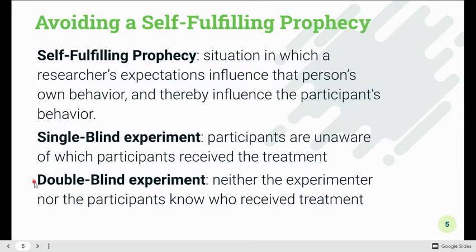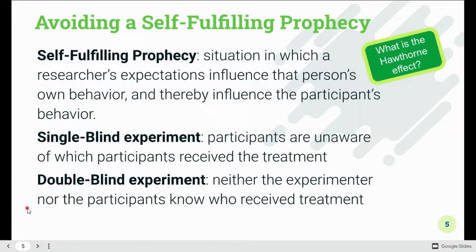In the case of a double-blind experiment, the experimenters and the participants don't know who is getting the treatment and who's not. Okay, so they don't know if they're in the control or the experimental group. And in that case, the theory is that it's going to reduce that kind of influence that the researchers might have on participants.